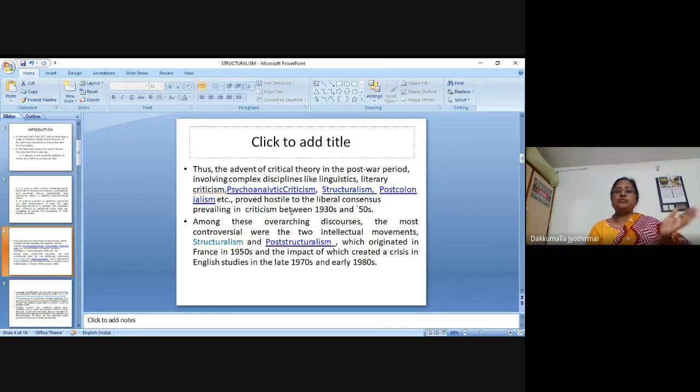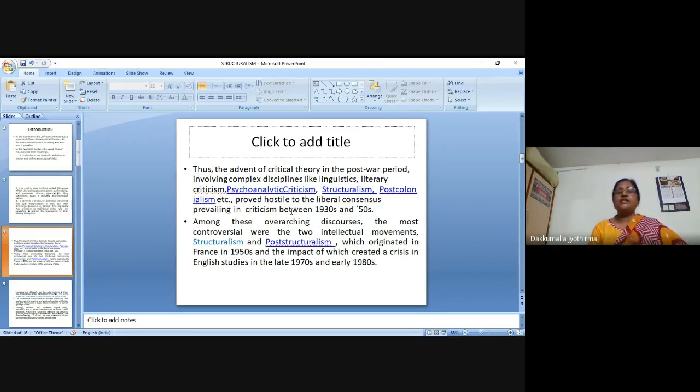So the advent of critical theory with much fervor in the post-war period, I hope you know what the post-war period is, that is World War I and World War II. And World War II especially, this theory has come into existence involving many complex disciplines like linguistics, literary criticism, psychology, psychoanalytical criticism, structuralism, which we will be discussing shortly, which is based upon linguistics, and then post-structuralism, etc. This theory, involving so many disciplines, was hostile to the liberal consensus prevailing in criticism between the 1930s and 50s.